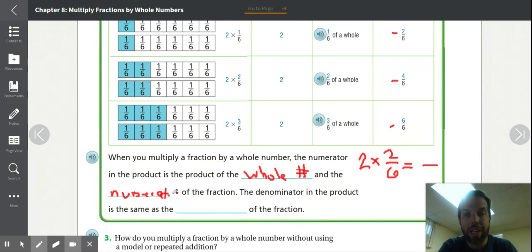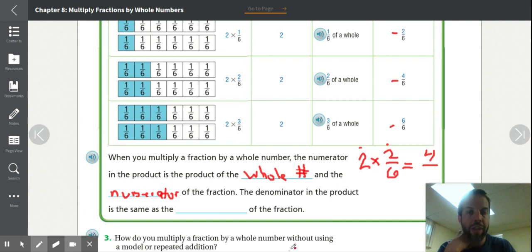We'll welcome that because we saw at the end of Unit 7 where we had a lot of new stuff and it was a little overwhelming. So let's think about this. It says when you multiply a fraction, 2/6, by a whole number 2, the numerator in the product, this guy, is going to be the product of the whole number here, 2, and the numerator. So 2 times 2 would be 4. That's all that means.